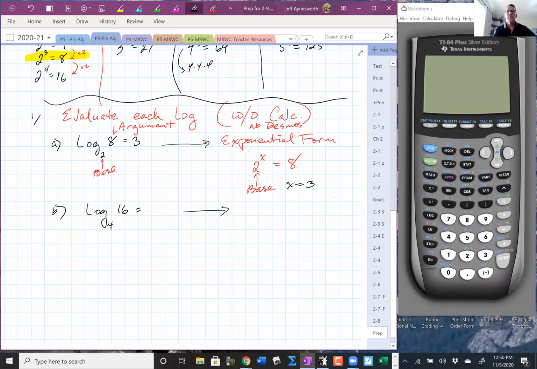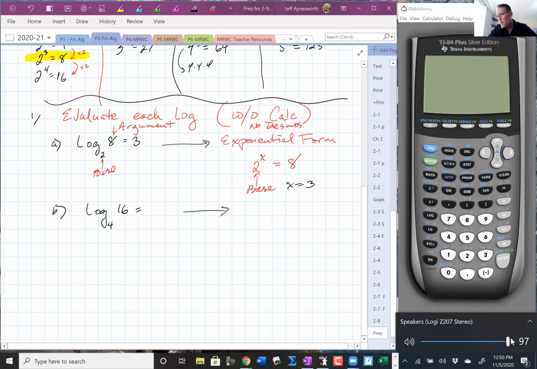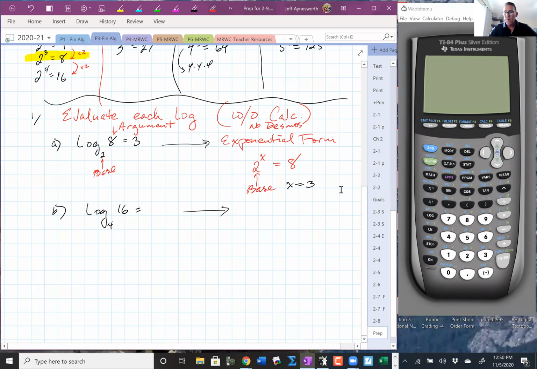Emily, can you share your thinking on this one? Speak up a little bit louder, please, so I can hear you better. 2. Okay, so why is it 2? Because 4 to the second power is 16. There you go, very good. So 4 to what power gives you 16? She said 2, so this log is simply 2. It's that simple if you know your exponentials.